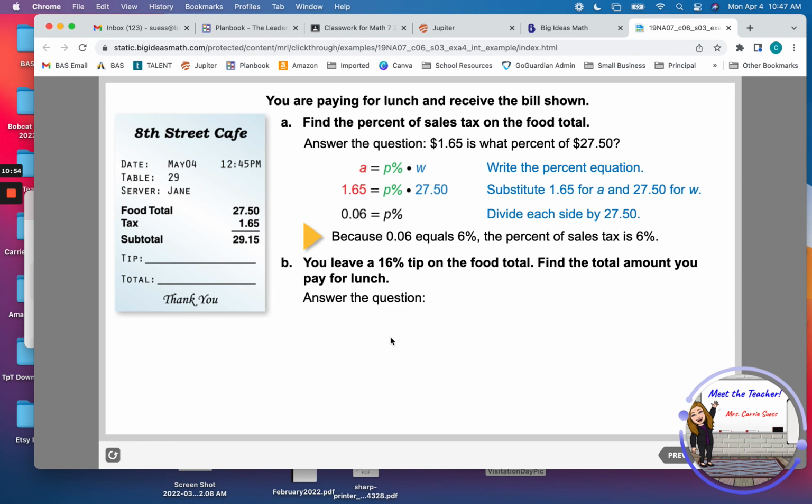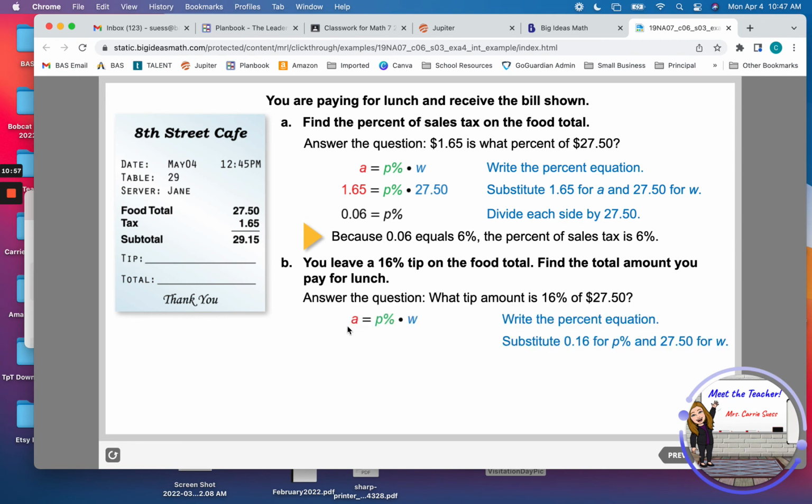The P. Okay, so plug it in, 16, make it a decimal. It becomes 0.16 times 27.50. What is 0.16 times 27.50? That equals 4.4. Very good. The amount of the tip was $4.40. So here on the receipt, you would write $4.40. What was the question that they asked? What is the total amount you pay for lunch?